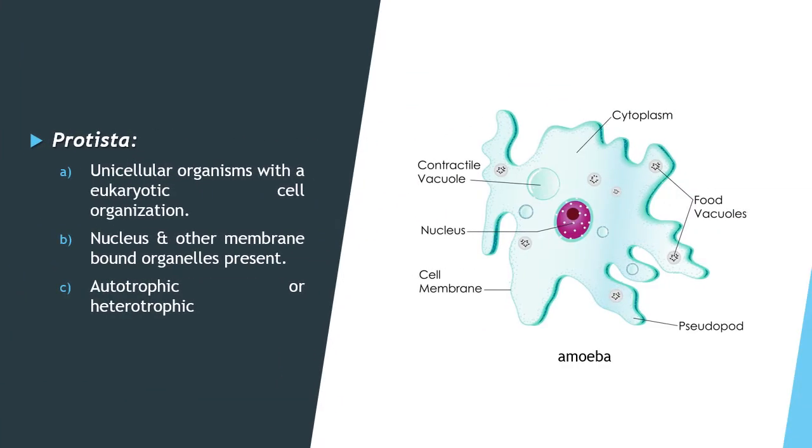Now, Protista. They are eukaryotes. It means their cells have a nucleus and other membrane-bound organelles. Most of the protists are single-celled and they can be autotrophic and heterotrophic. An example of protist is amoeba.